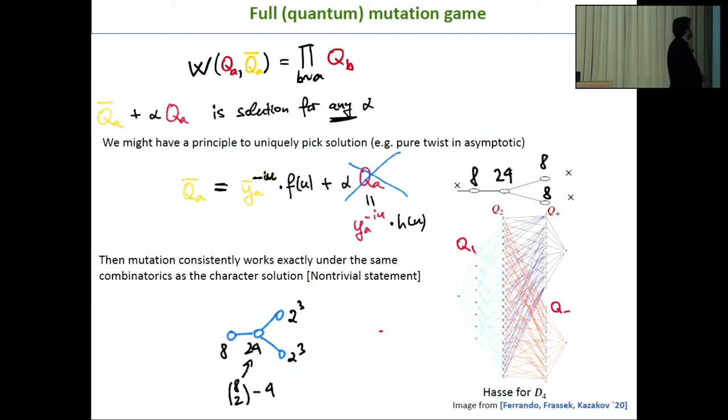The full quantum version of the game says that now these Q functions are functions of the spectral parameter, and mutation means solving this finite difference equation in some favorite way and replacing the red function with the corresponding solution. And here the fun starts, because this is a first order equation, hence any solution is a solution of the inhomogeneous equation plus any addition of a homogeneous solution. So alpha can be any number in reality. And even more, it can be a periodic function. But for today, I will speak only about it being a number.